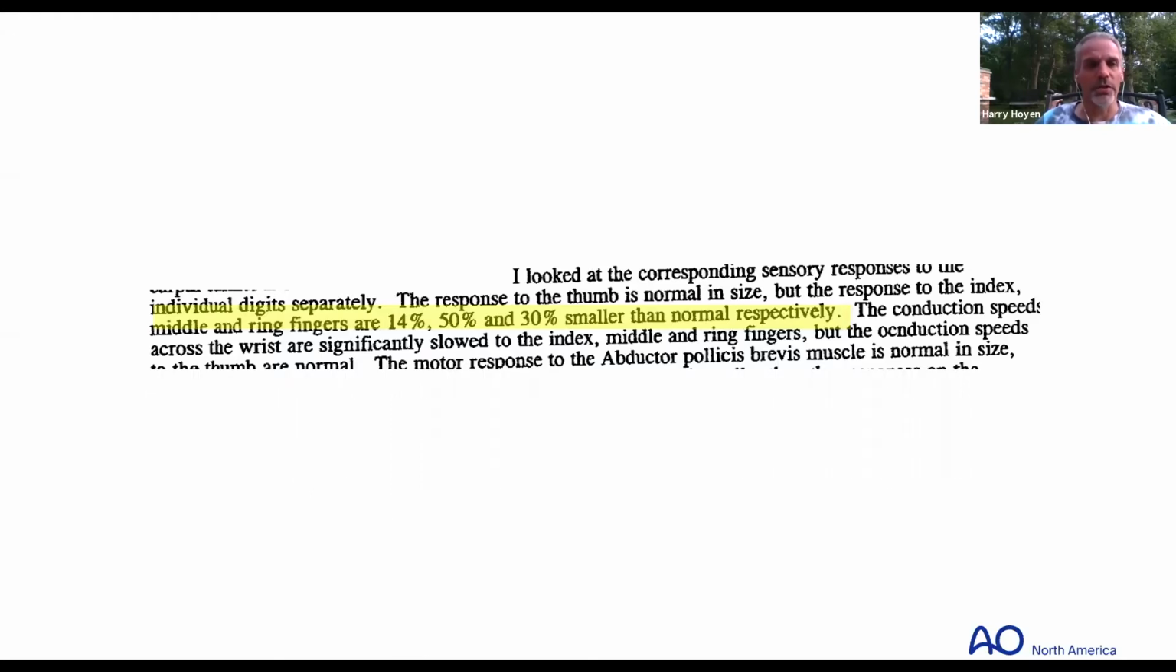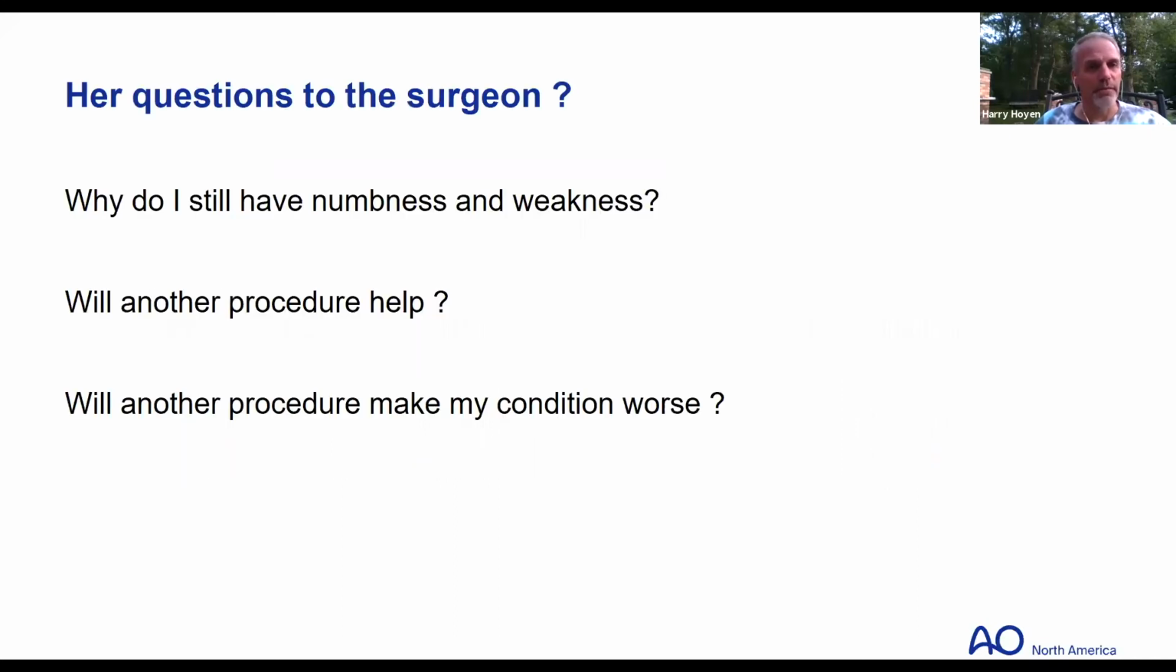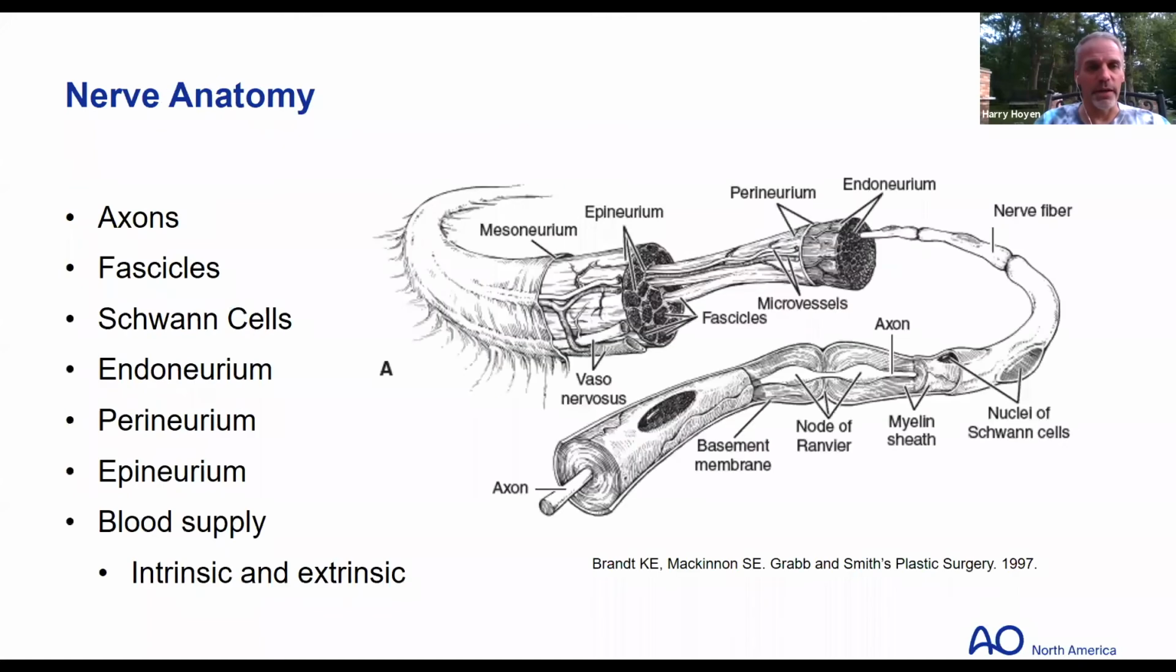Next slide. Her questions were, to me: why do I still have numbness and weakness even though I had a carpal tunnel release? Will another procedure help? And will another procedure make my condition worse? So I want you to think about these three questions. We'll come back to this at the end. I'm now going to hand it over because Dr. Jain's going to go over some of these topics in great detail and help us understand this. All right, kick it off.